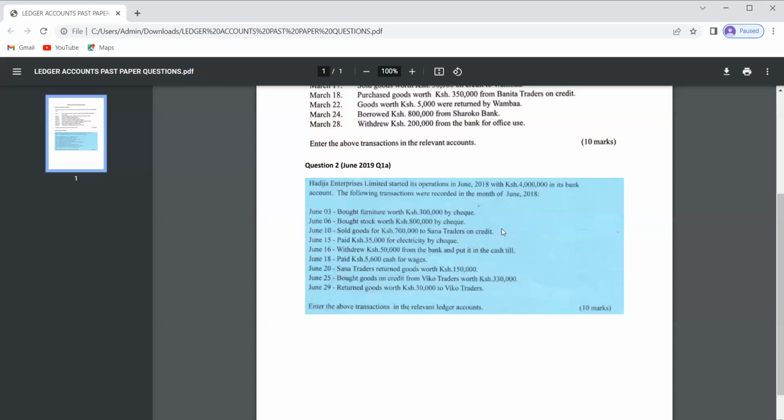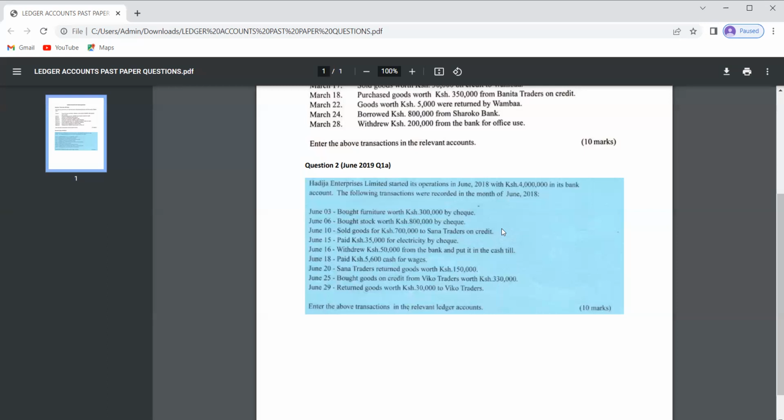Under Sana Traders, we open an account for sales returns for 150,000. On which side? We cannot credit sales, so we debit returns. Note that, that's the rule. When goods are returned, you debit sales returns if they had initially been sold. So we debit sales returns. Then who are we going to credit? Sana Traders. Yes, you credit the customer returning, who is Sana Traders.